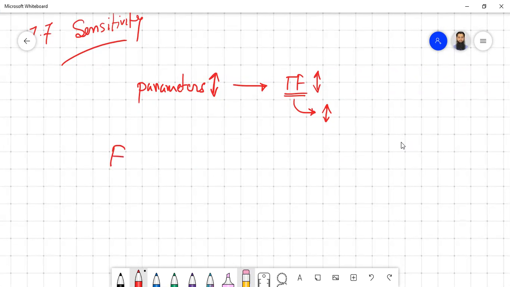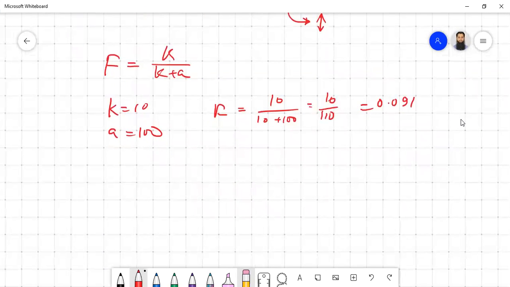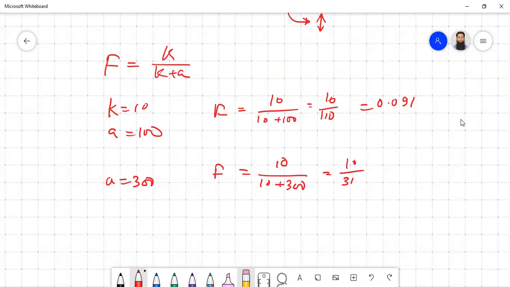Now let's go for the derivation of the formula. We have a function f equal to k by k plus a. For a particular instance, the value of k is 10 and the value of a is 100. So we can easily find the value of f: 10 by 10 plus 100, basically 10 by 110, which is 0.091. This is the value of the function. Now, because of some changes, the value of a is changed to 300. Let us look at the value of the function now: 10 by 10 plus 300, basically 10 by 310, giving you 0.032.